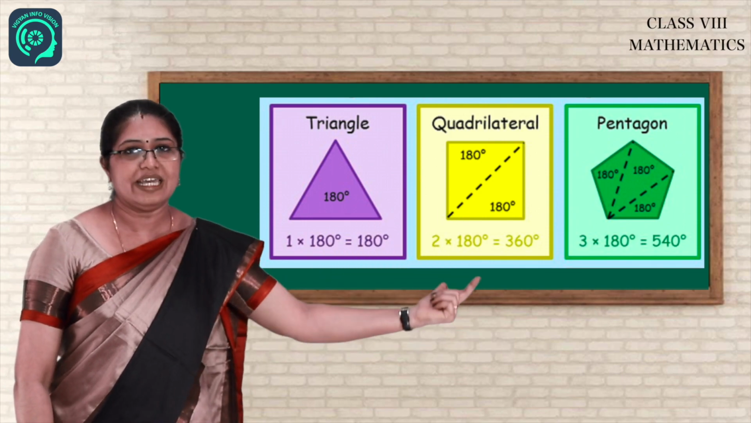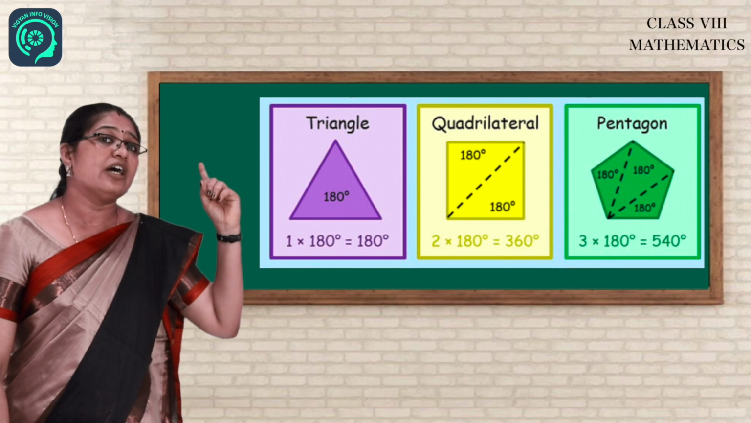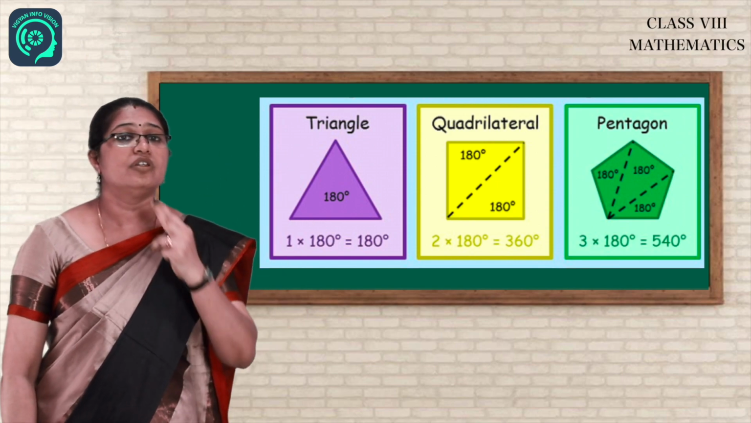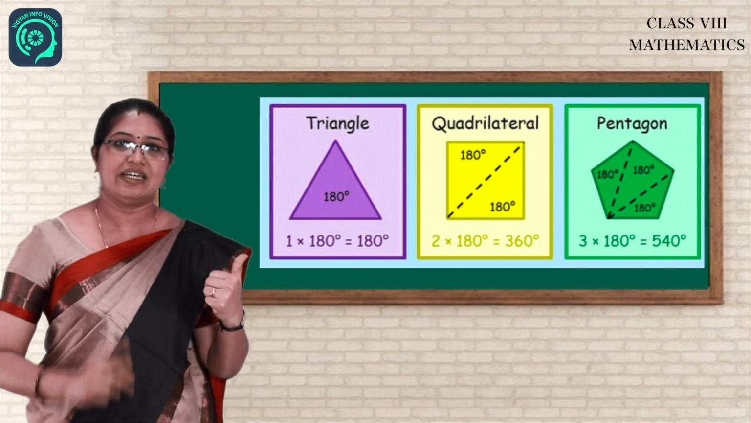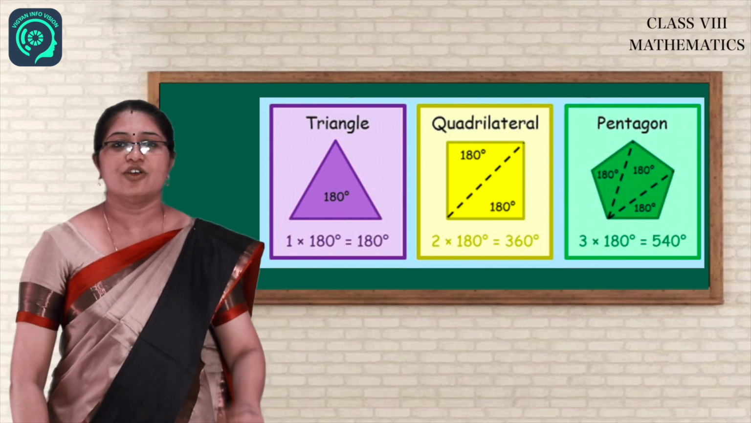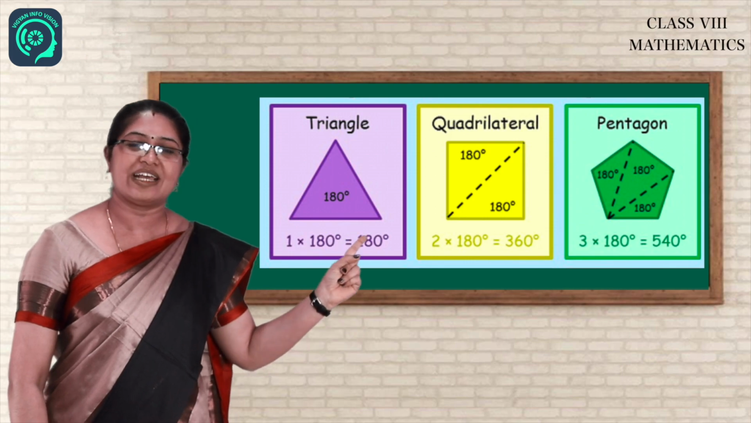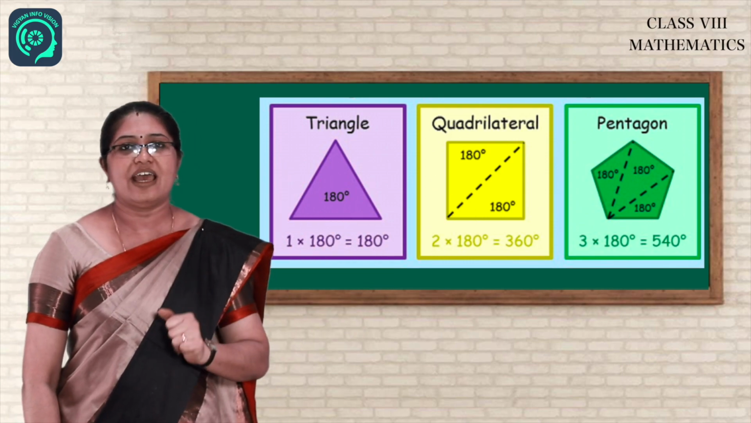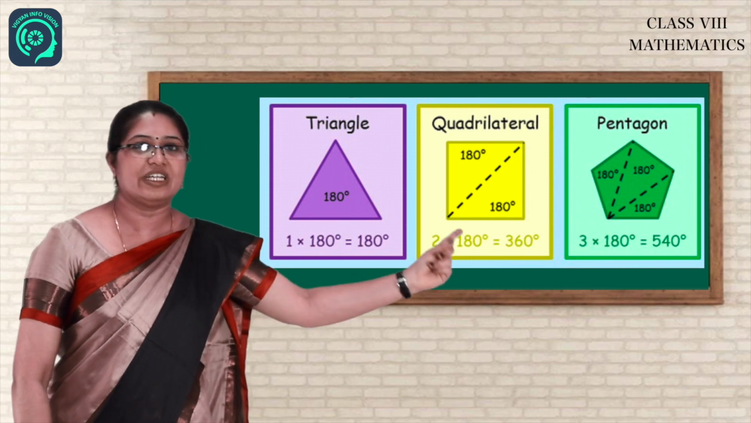1, 2, 3. And how many sides are there for a triangle? 3 sides. 3 minus 2, 1. Correct? Now 4 sides. 4 minus 2, 2. 2 triangles are there? Okay. Now pentagon. 5 sides are there. And 5 minus 2, 3. So 3 triangles are there.